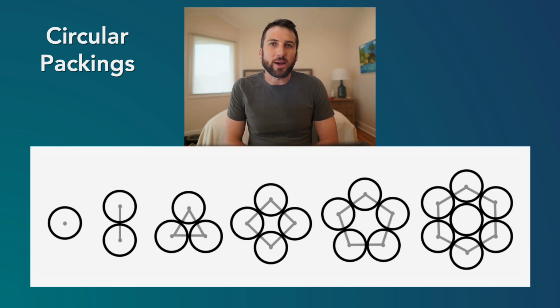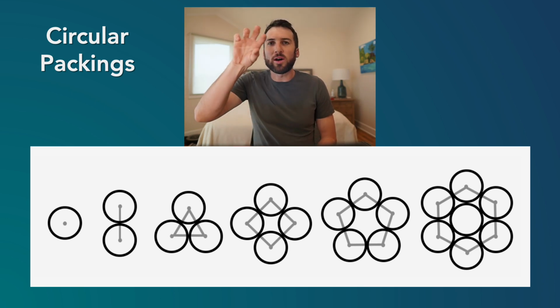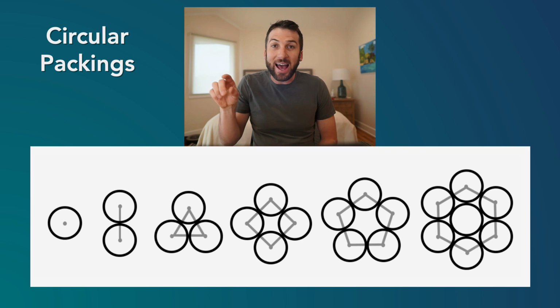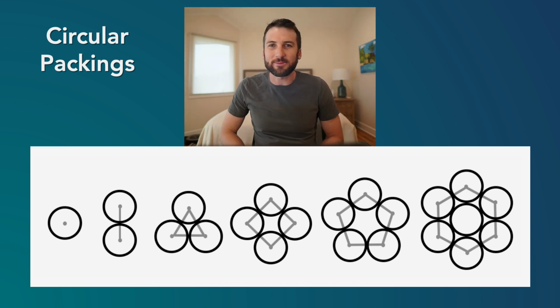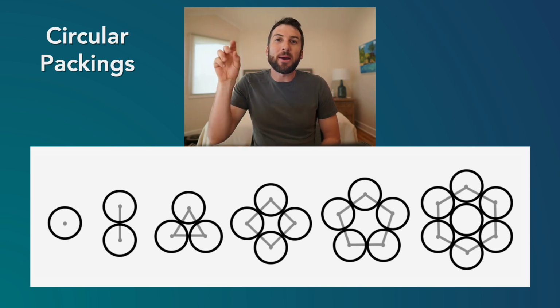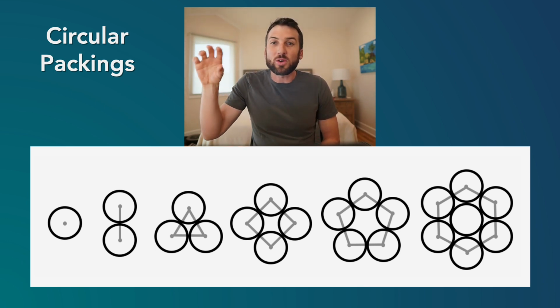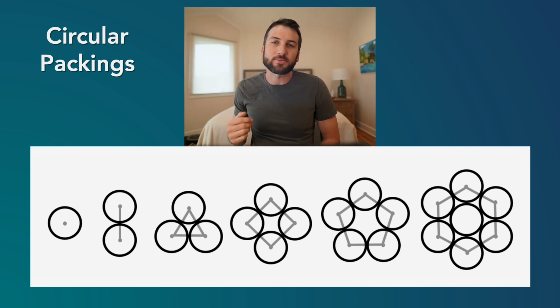This is the most efficient way to pack it. 4 circles creates this square. Now, 5 circles has numerous arrangements, and this shows a pentagon packing. So each of the circles has a circular arrangement around the center point. And 6 circles are here packed together in a circular arrangement, which creates a hexagon pattern.